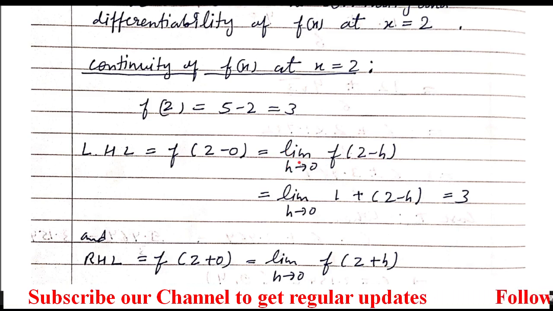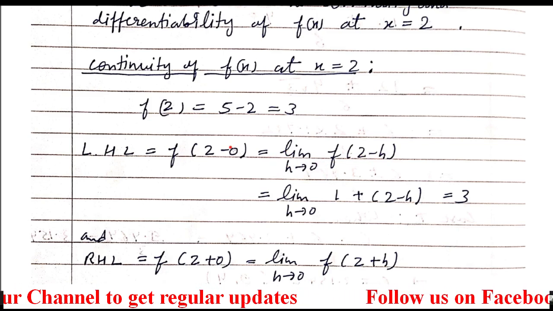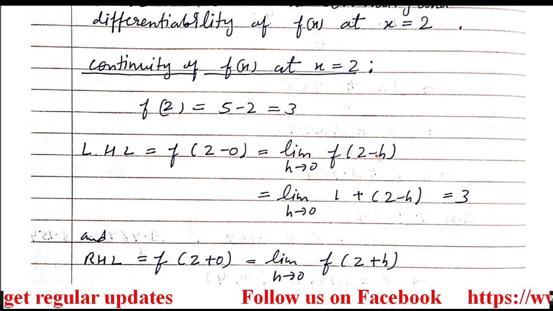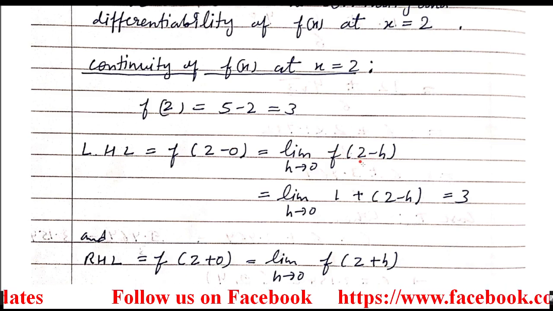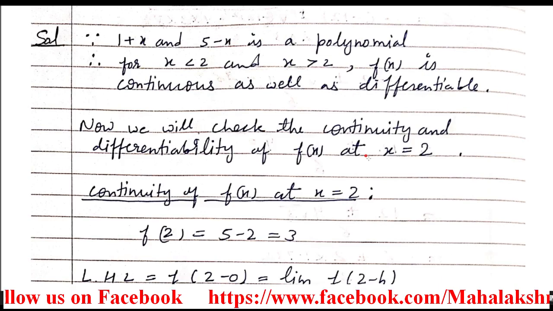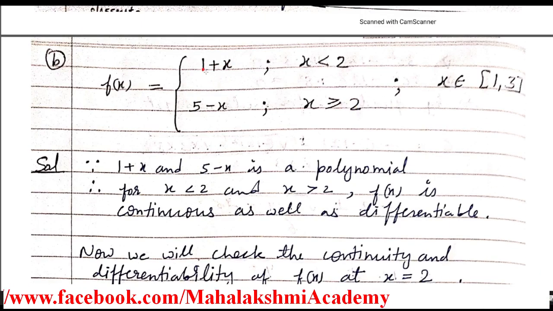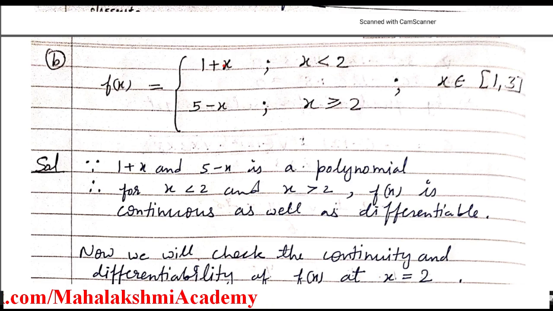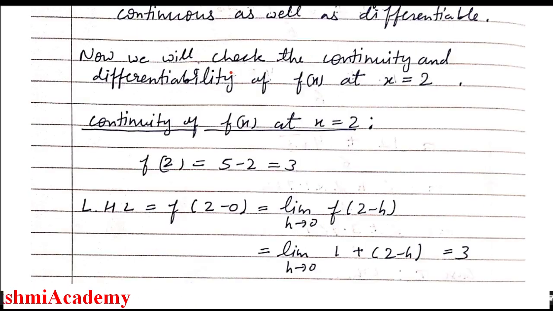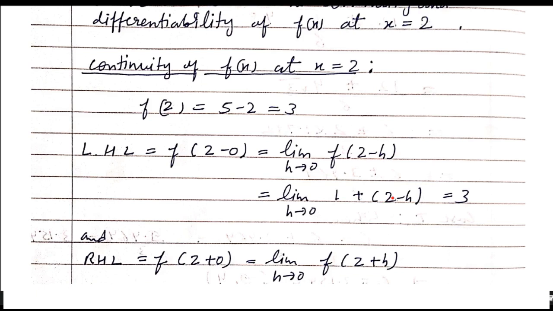So limit x tends to 2 minus, then this 0 we have to replace by h. So 2 minus h means it is less than 2. So when it is less than 2, what is the function's value? 1 minus x. So in 1 minus x we will replace x value as 2 minus h. So when we open it, we get here 3 and h value is 0. So 1 plus 2 is 3.